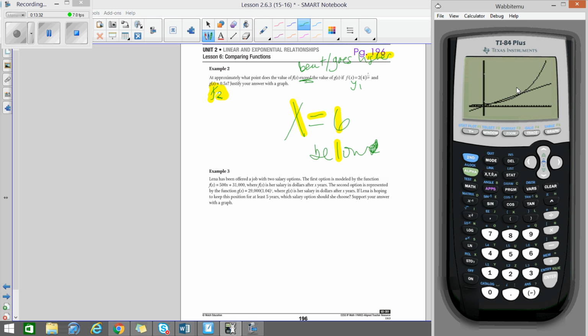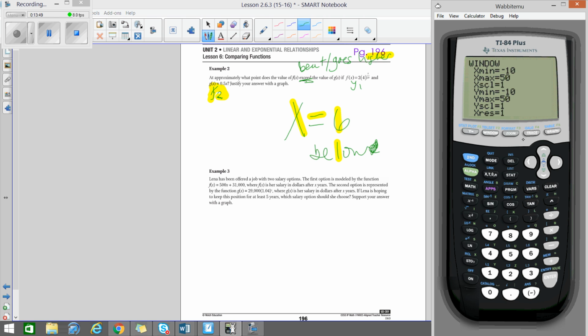And then at this point again, this is where the exponential will then take its final leap where it grew the fastest. So it says, at approximately what point does f of x exceed the value of g of x? Well, here's the deal. We actually want to find the second point of intersection. So we're going to go to our window, all right?